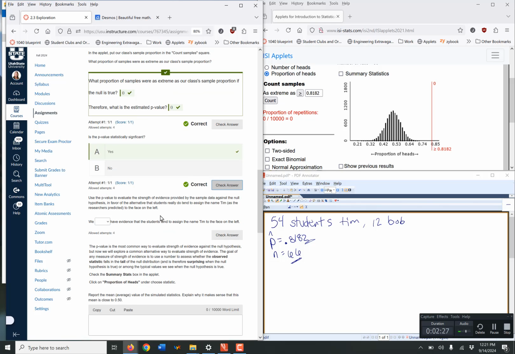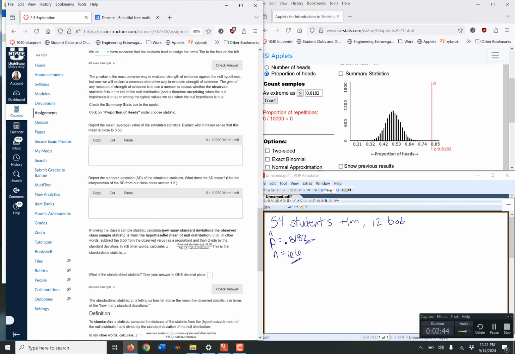We can use the p-value to evaluate the strength of evidence. When you look at p-values, if you have a small p-value, less than 0.05, then that means you do have evidence against the null, and evidence for the alternative. So we would say we do have evidence. The p-value is the most common way that we decide if we have evidence against the null or not. But we can also do our standardized statistics. It's just a different way to do significance tests. Not better, not worse, just a different way.